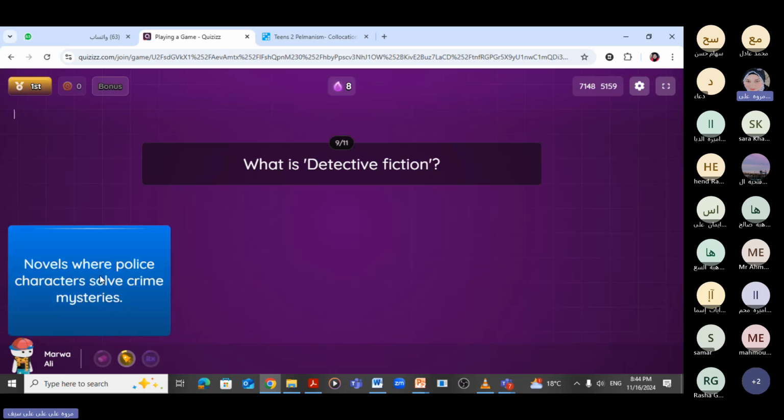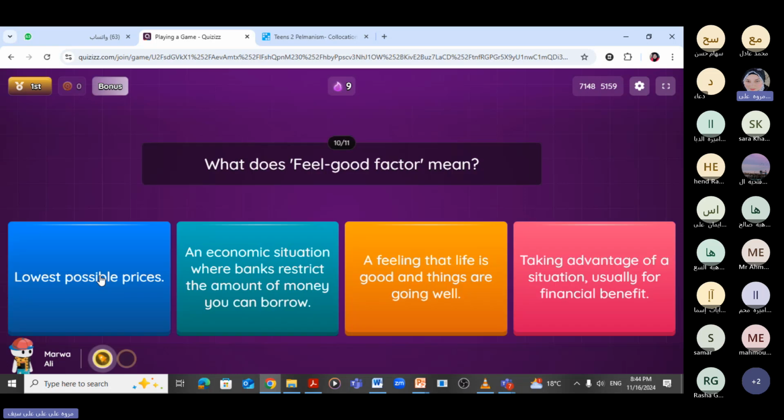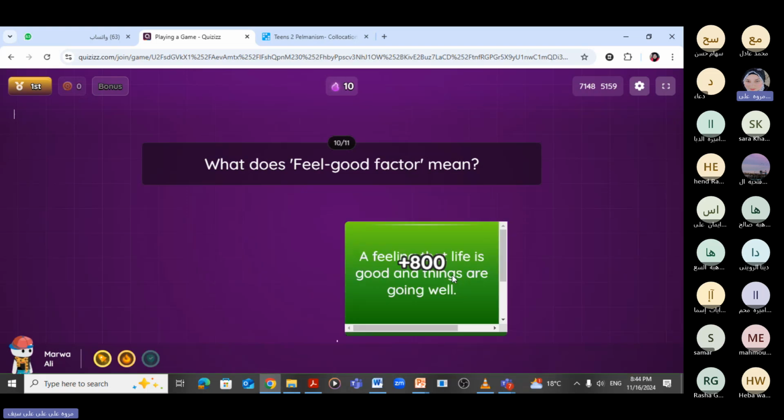Excellent. Perfect. Next, what does feel good factor mean? Lowest possible prices, an economic situation where banks restrict the amount of money you can borrow, a feeling that life is good and things are going well, taking advantage of a situation usually for financial benefit. Just anybody to unmute and say it immediately if you're ready. Miss Amira, go ahead. Number three. Feeling that life is good. Okay, and things are going well. Perfect. That's it. You got it right.